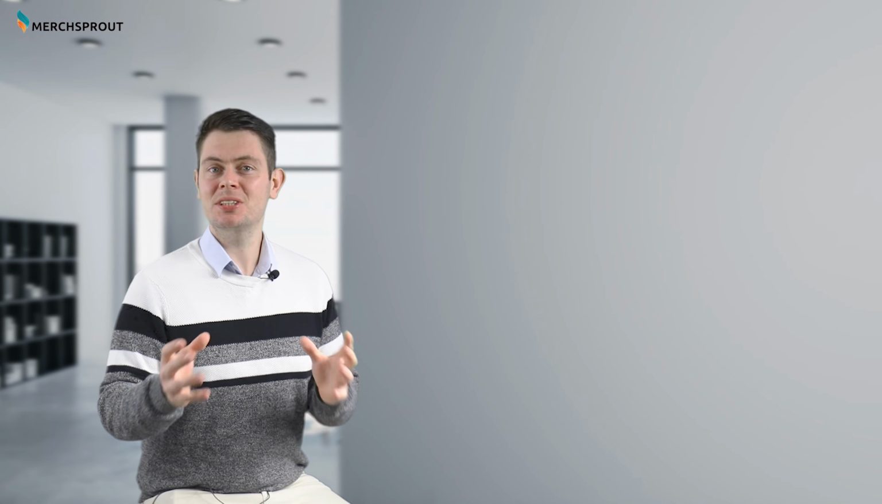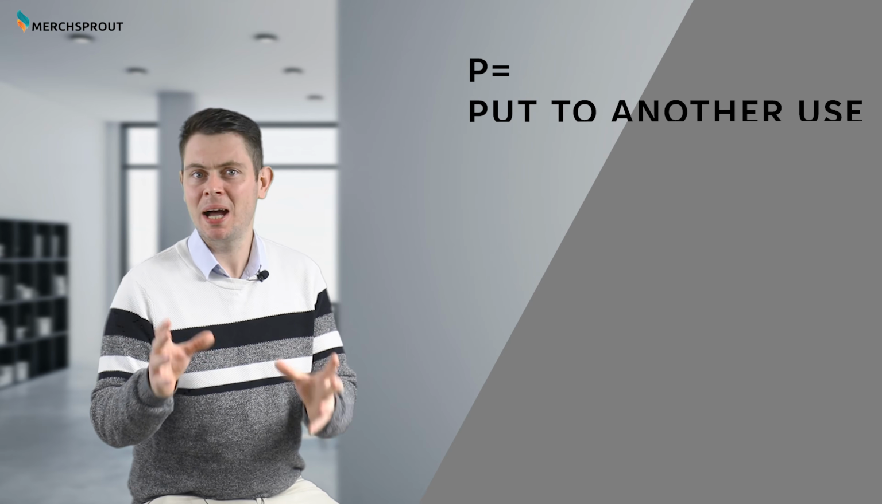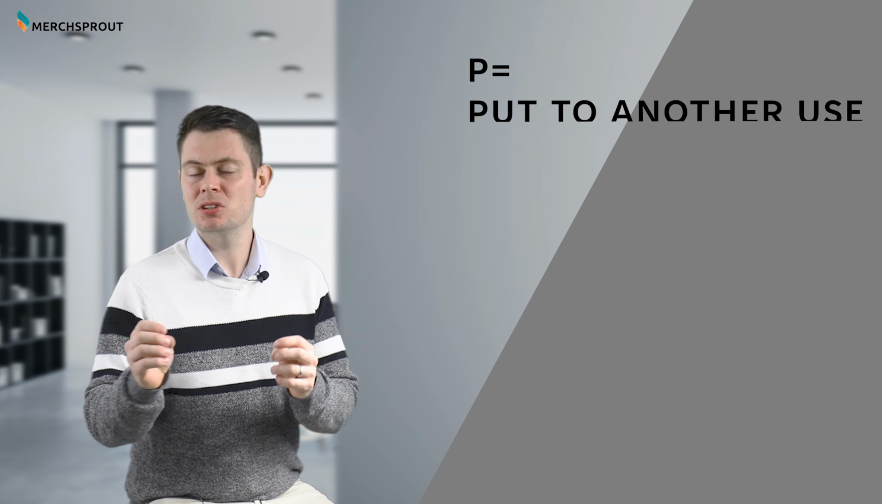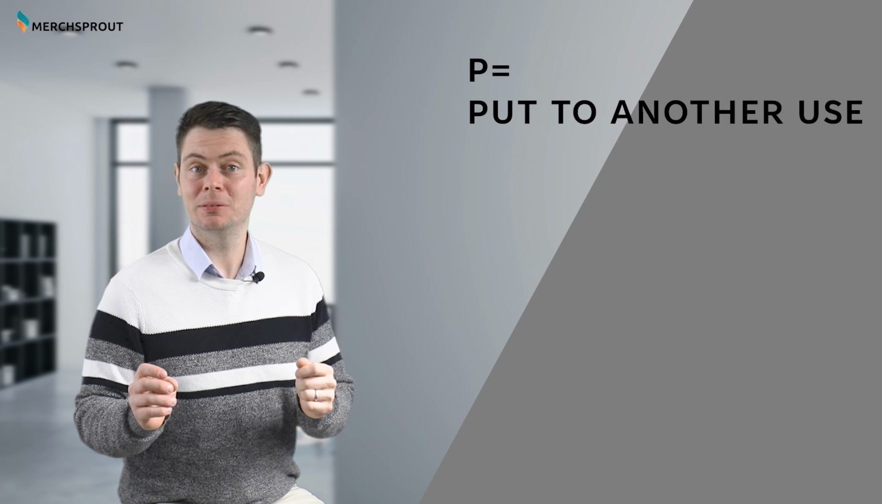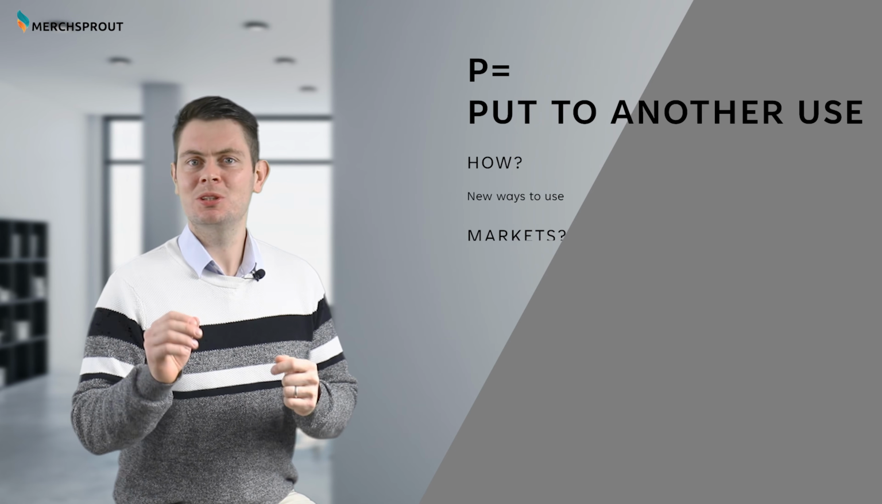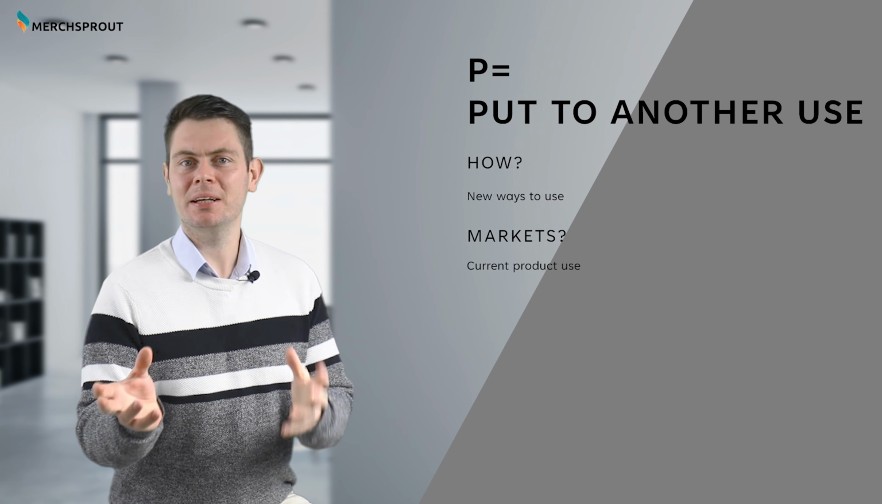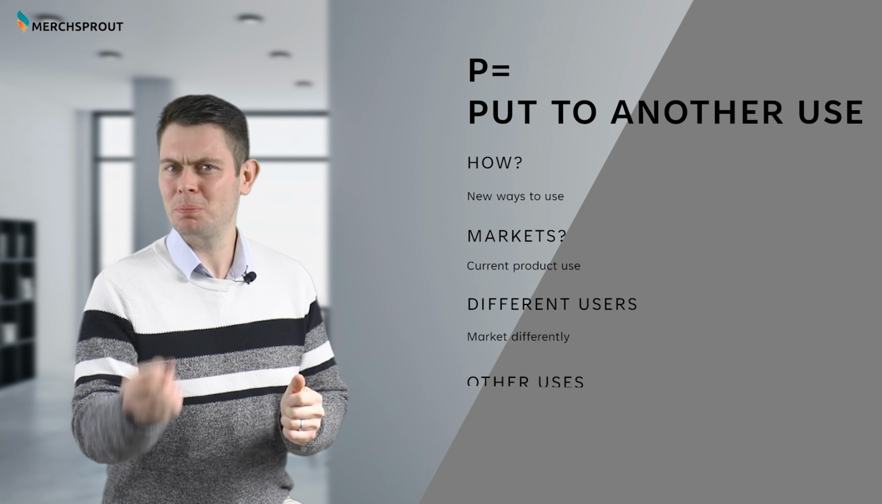The P in SCAMPER is for put to another use. Here we want to think about how we can put the thing to other uses. For example, we know that everything can be a hammer. Maybe not everything's a nail, but everything can be a hammer. What are the new ways to use the product or services? Can I reach out to other users if I modify the product? Is there another market for the product?